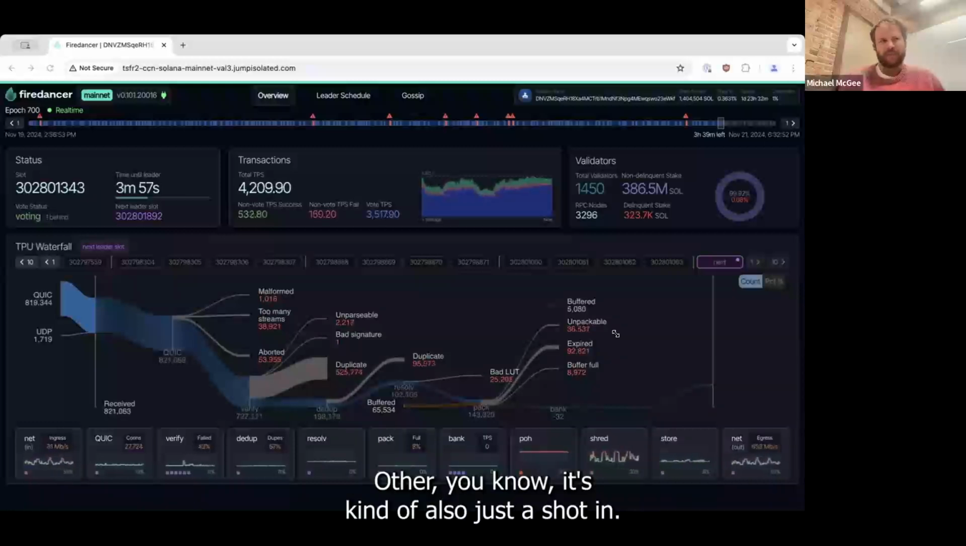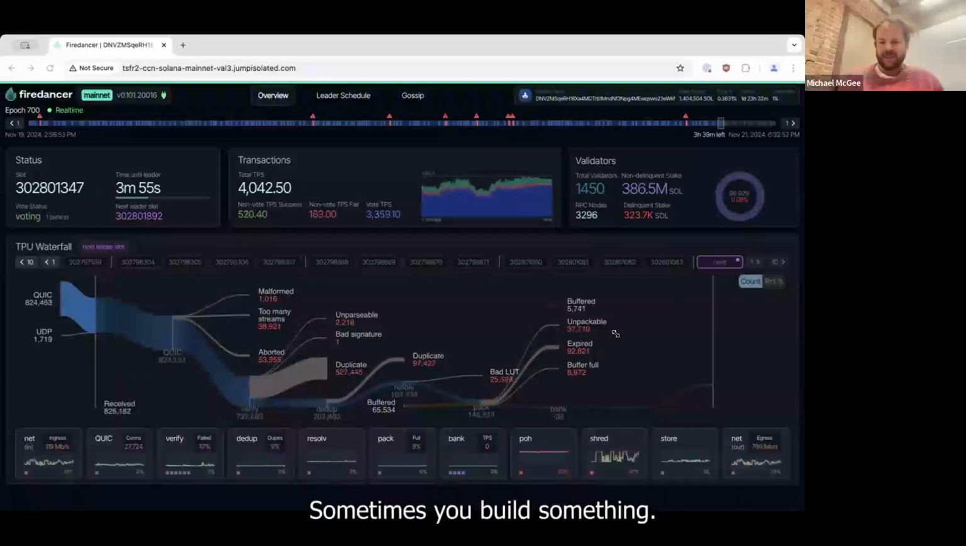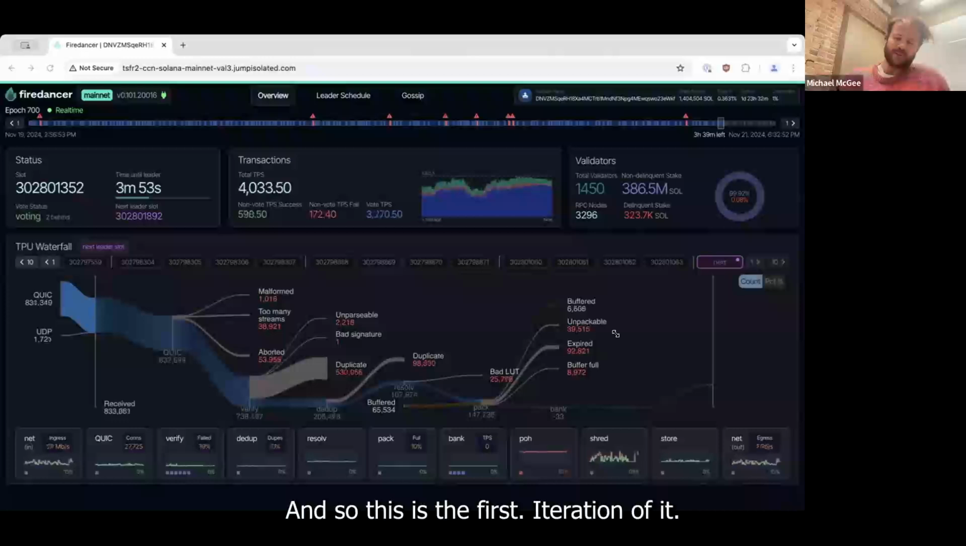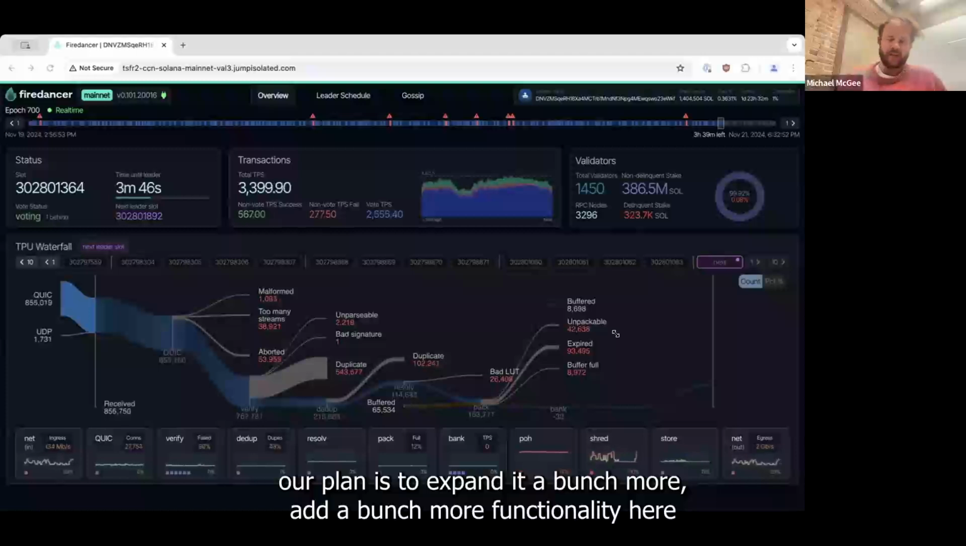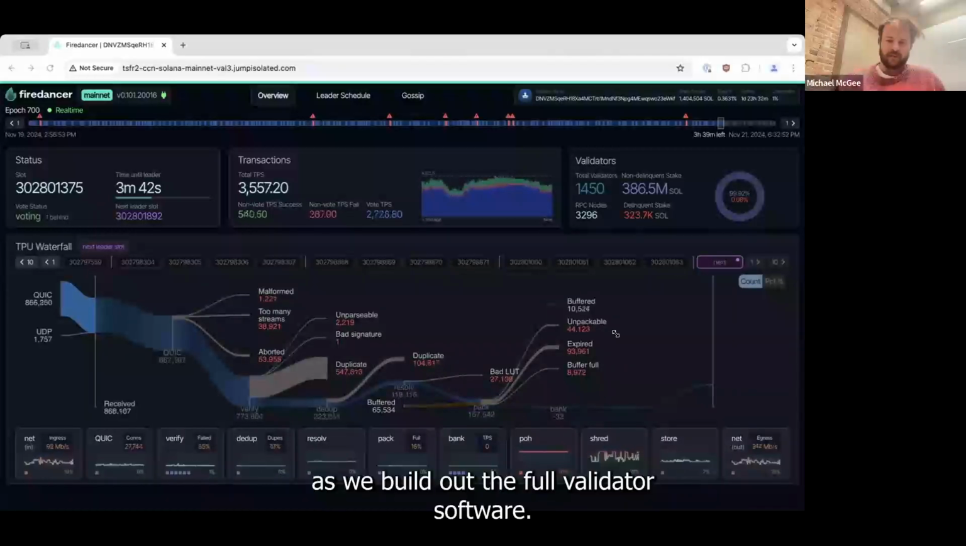It's also kind of a shot in the dark, right? Sometimes you build something and see if it's useful. And so this is the first iteration of it. I think we're learning a lot from it, and it has proven to be somewhat useful. And so our plan is to expand it a bunch more, add a bunch more functionality here as we build out the full validator software.